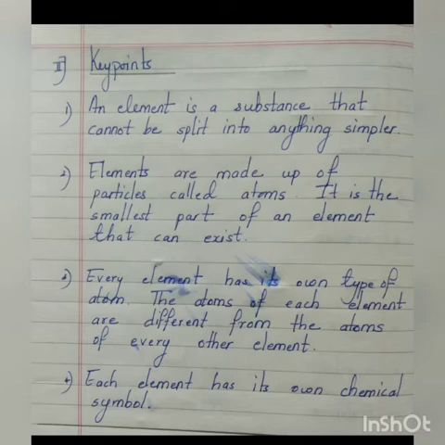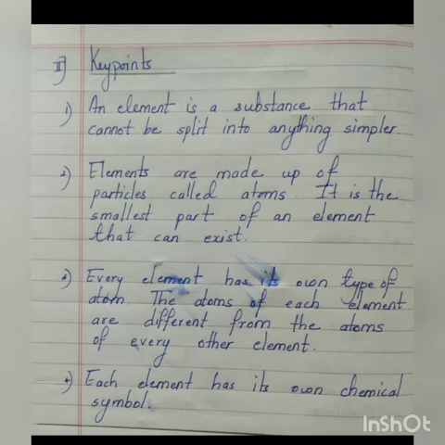Then fourth key point, each element has its own chemical symbol. Chromium is a long spelling, so instead of writing chromium all the time, we can denote chromium with its chemical symbol. Same goes with all other elements. We can write or denote elements with their chemical symbols.